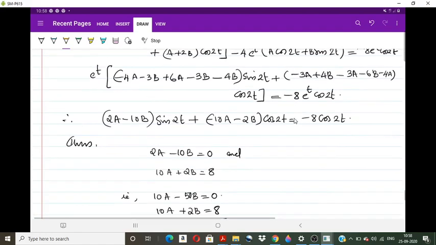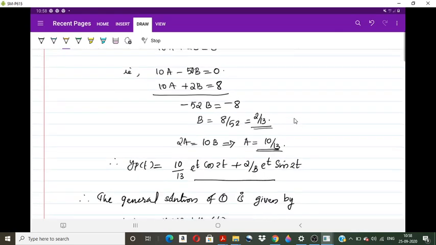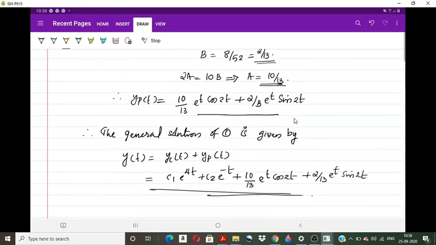Then equating the coefficients and solving the two equations in a and b, we will get a as 10 by 13 and b as 2 by 13. So we will get the yp as this one. Then the general solution will be the sum of these two solutions, complementary function plus particular integral, or particular solution, yc plus yp. Hence we have the general solution in this form. So in this way we can solve all the problems using the method of undetermined coefficients and solving the homogeneous equation.